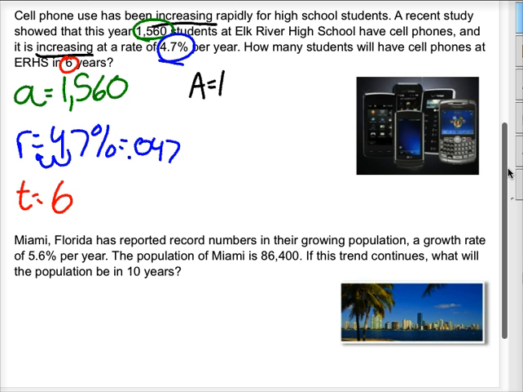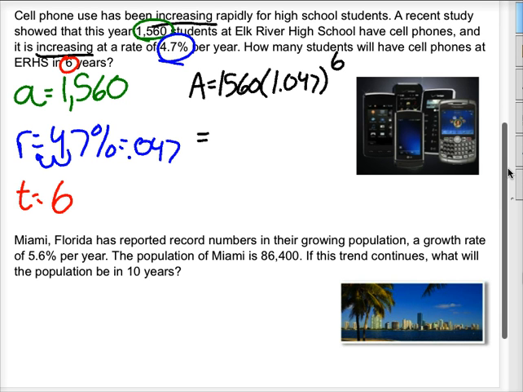So we're going to take that initial value, that 1,560. Now this time it is a growth problem. So we have 1 plus 0.047, so we're just going to get 1.047 to the 6th power. Again, if you type it into your calculator just like that, you will get the right answer.